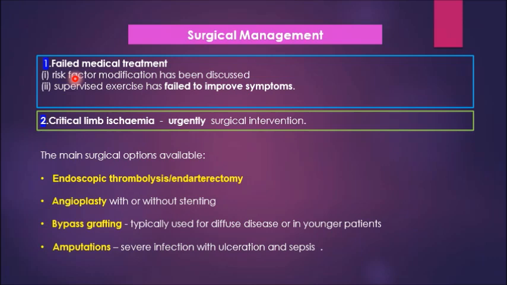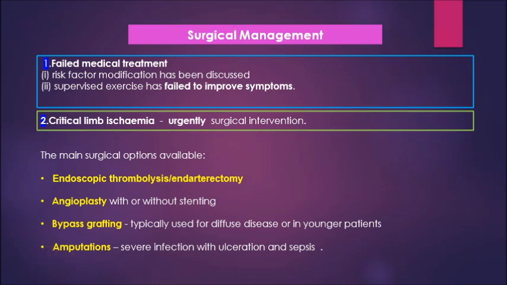There are a number of surgical options for these patients. First, traditionally used is thrombolysis and endarterectomy, which is giving way to the newer methods, angioplasty with or without stenting. And if this fails, then you go for bypass grafting. Bypass grafting is especially for when the disease is more diffuse and in younger patients. Of course, failing all this, if the patient develops severe infection or gangrene, then there's no choice. Then you have to go for some form of amputation.